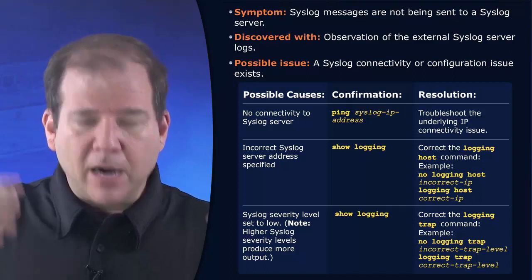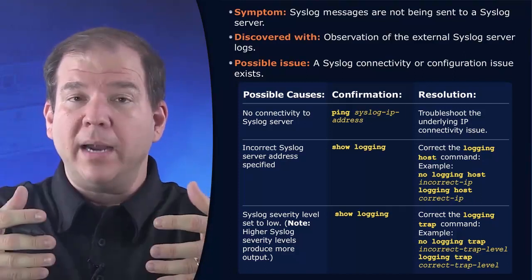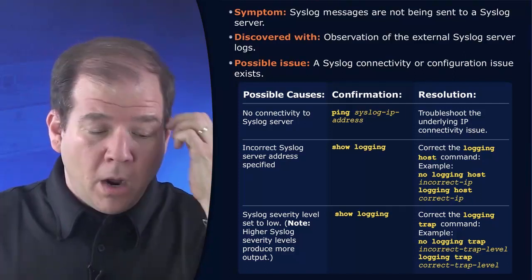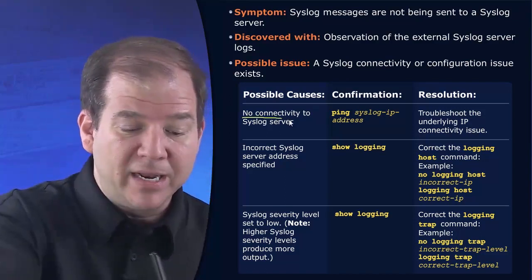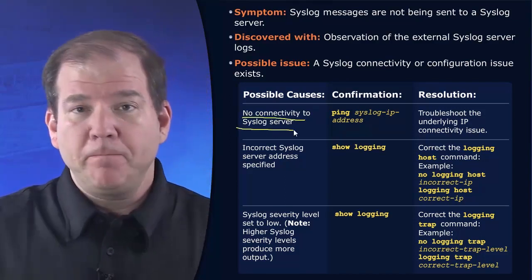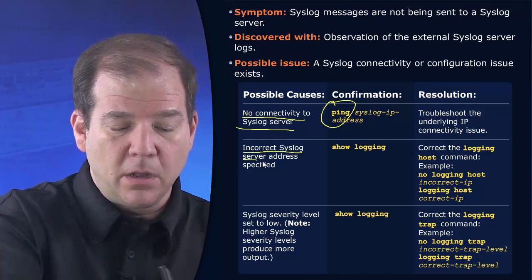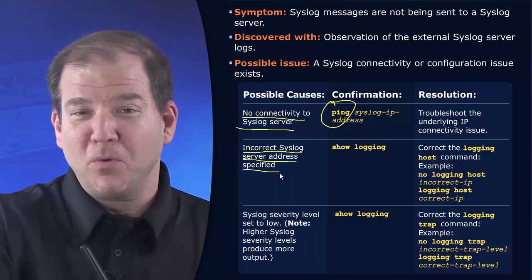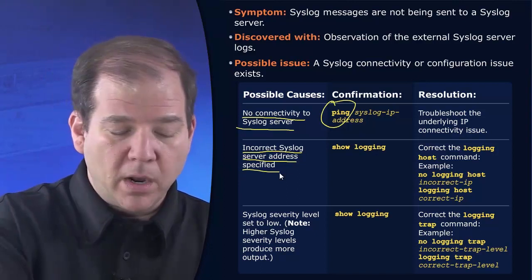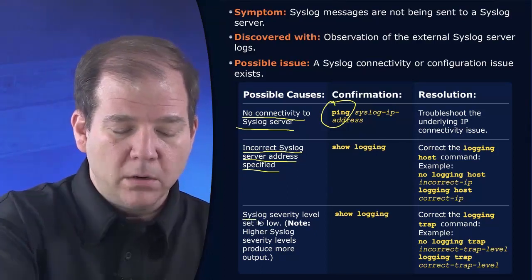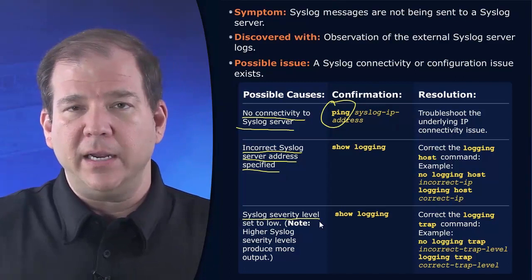But let's say that our router, as an example, cannot write information to the Syslog server. Well, it could be something as simple as I don't have connectivity to that Syslog server. We could determine that with the ping. Maybe when I configured my Syslog host, I specified the wrong IP address, or maybe more common is we've got our severity level set incorrectly.